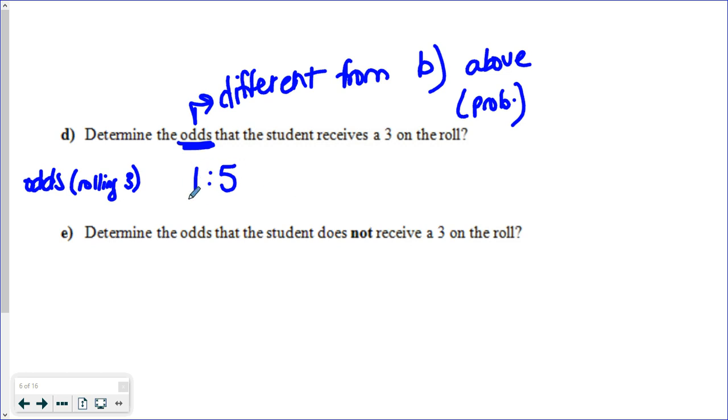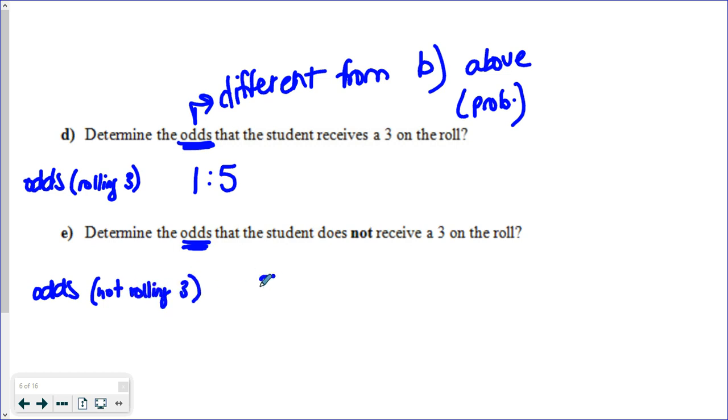So this is for event A, rolling a 3, and this is against event A. You see that 6 is these two numbers added together. So 1 and 5 added together is our total number of possible outcomes, but it doesn't actually play a part when we're asking an odds question to use your total number of outcomes. Now determine the odds that a student does not receive a 3 on the roll. So again, odds of not rolling a 3.